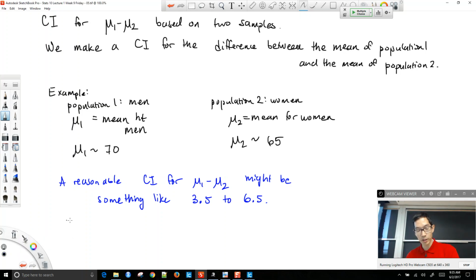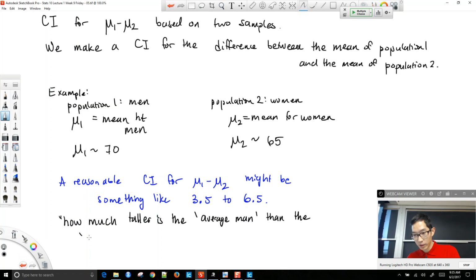So this is kind of like the answer to the question, how much taller is the, quote, average man than the, quote, average woman? And we would estimate something between 3.5 to 6.5 inches taller.